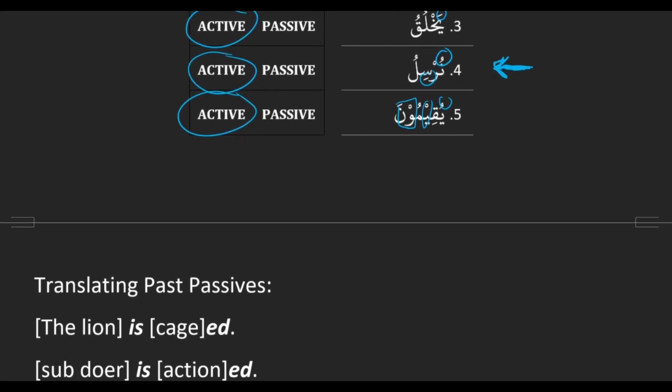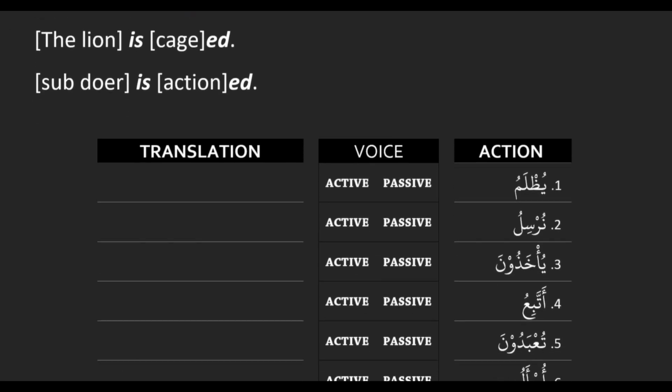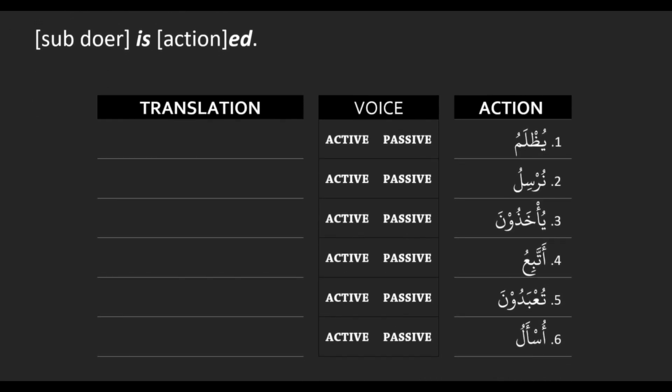Okay, let's talk about translating present passives. So with past passives, we saw our template. We start with our substitute doer, right? And then we had was actioned. Like the lion was caged. Substitute doer was actioned. Similar thing with present tense. We also start with the substitute doer. But the difference is, instead of saying was ed, we say is ed.